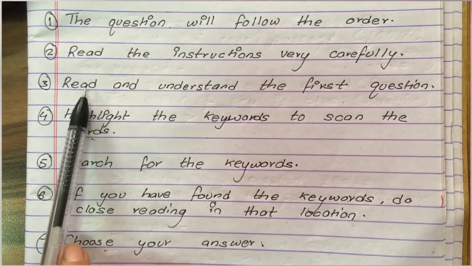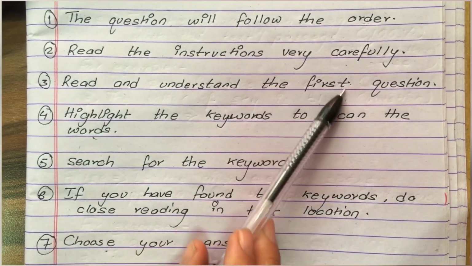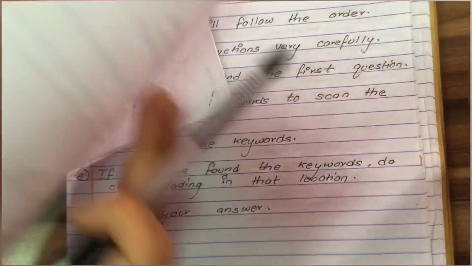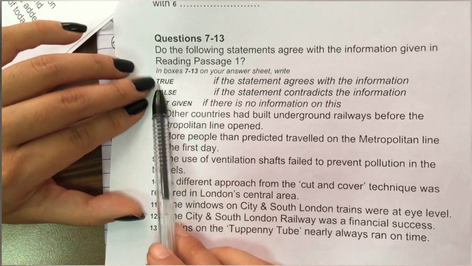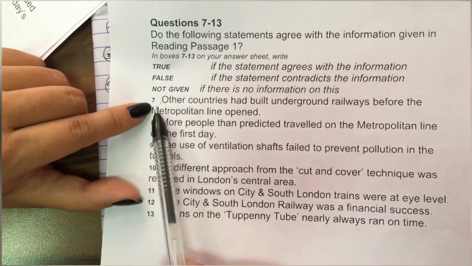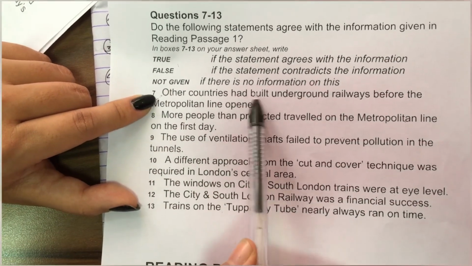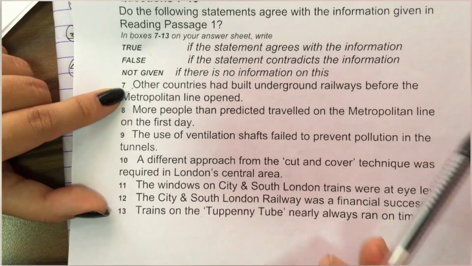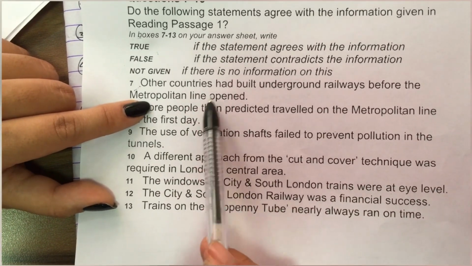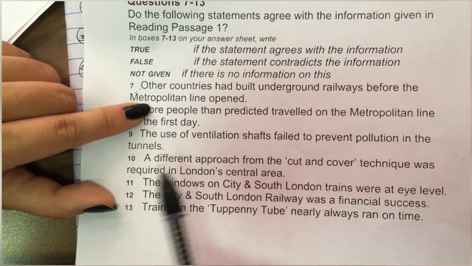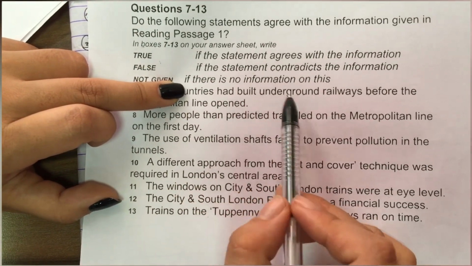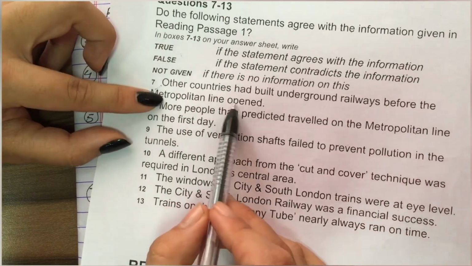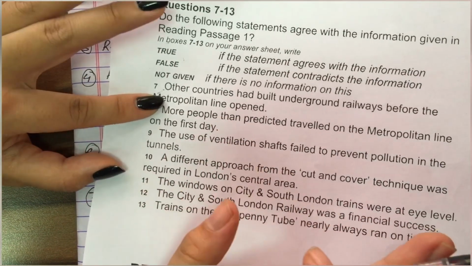Now what you will do is read and understand the first question first. So now let's see our first question here. Okay, our instruction says true, false and not given. Our first question is: other countries had built underground railways before the metropolitan line opened. So first of all, understand this question. Okay, other countries had already built underground railways before this line opened. So have you understood the question?